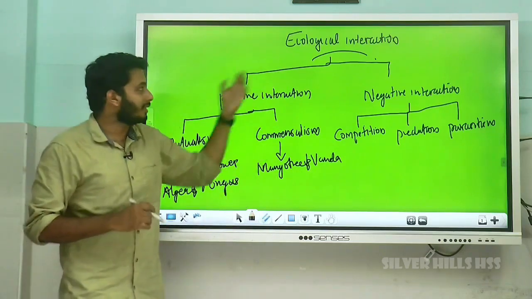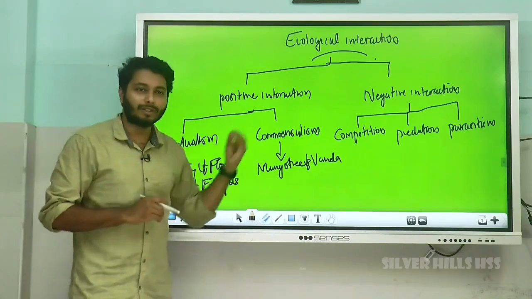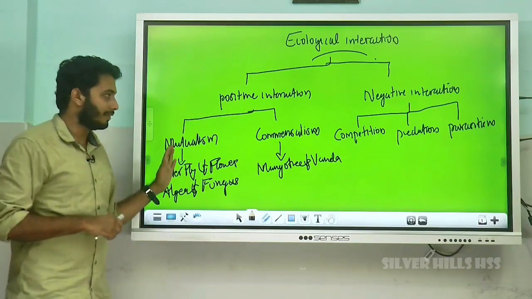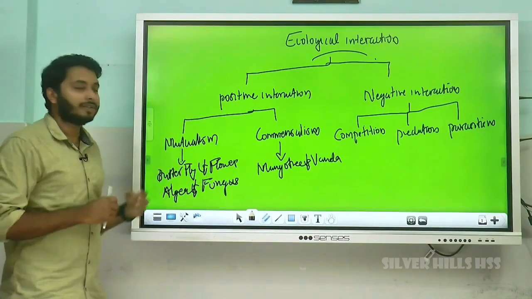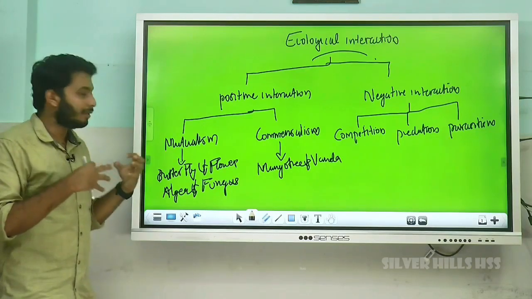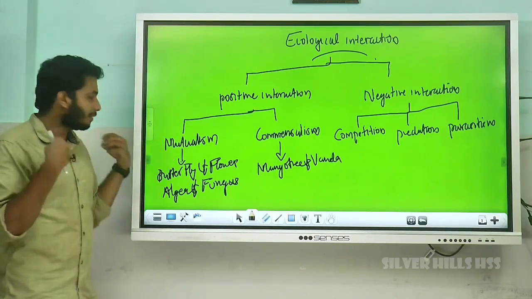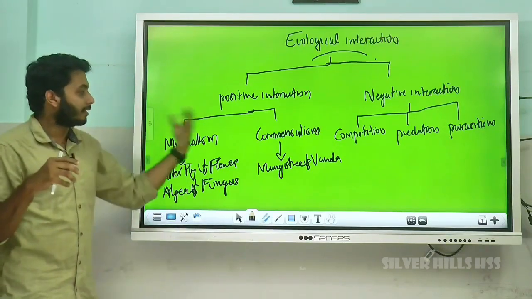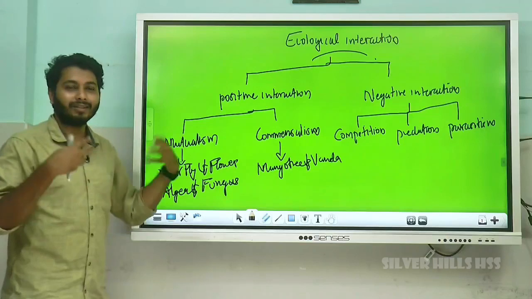So here we classified ecological interaction into two: positive interaction and negative interaction. The positive interaction includes mutualism and commensalism. Mutualism is a type of interaction between living things in which both of the partners or all the members in the interaction are equally and mutually benefited. But in commensalism, one is benefited and the other is not harmed.